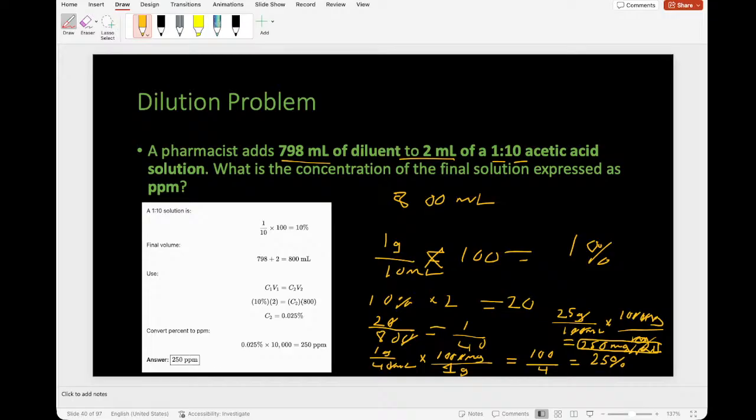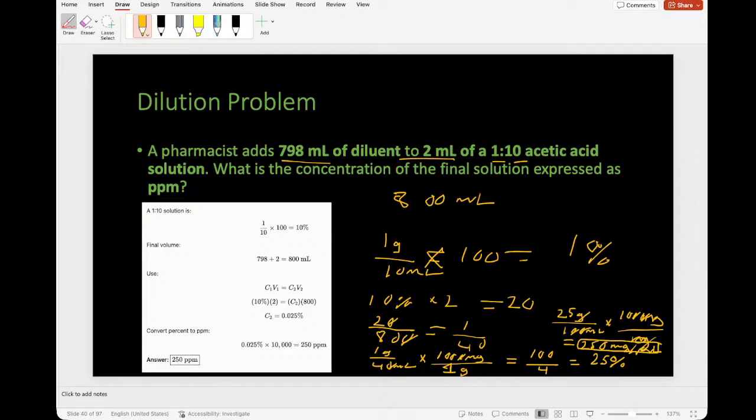So I know it's a lot of steps, but if you need to do it this other method, it will actually work. What I did is, first of all, you have to read the prompt. The pharmacist is adding a diluent to the solution, and so you're going to get 800 milliliters of the final product. And that is your volume. That's your V2.